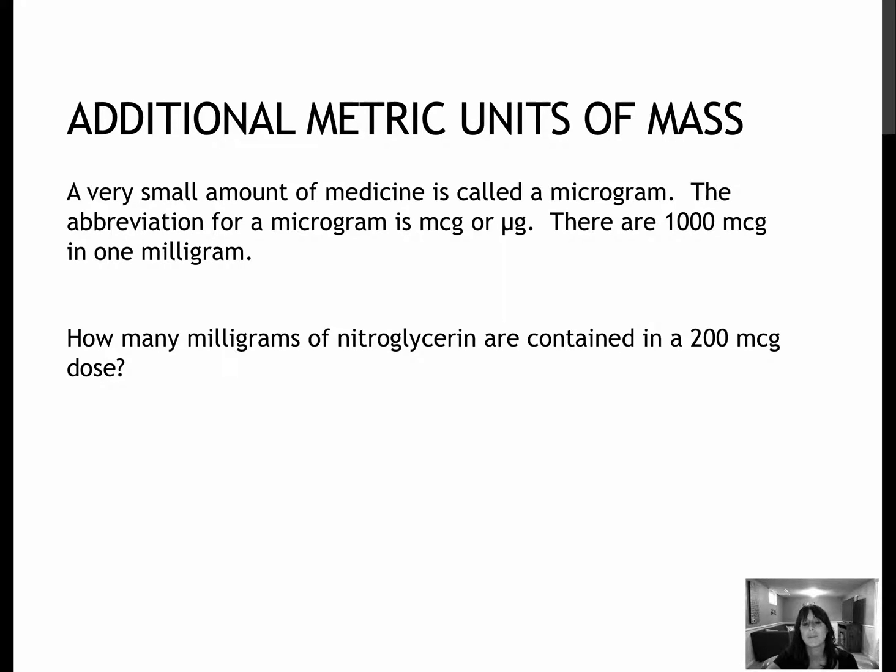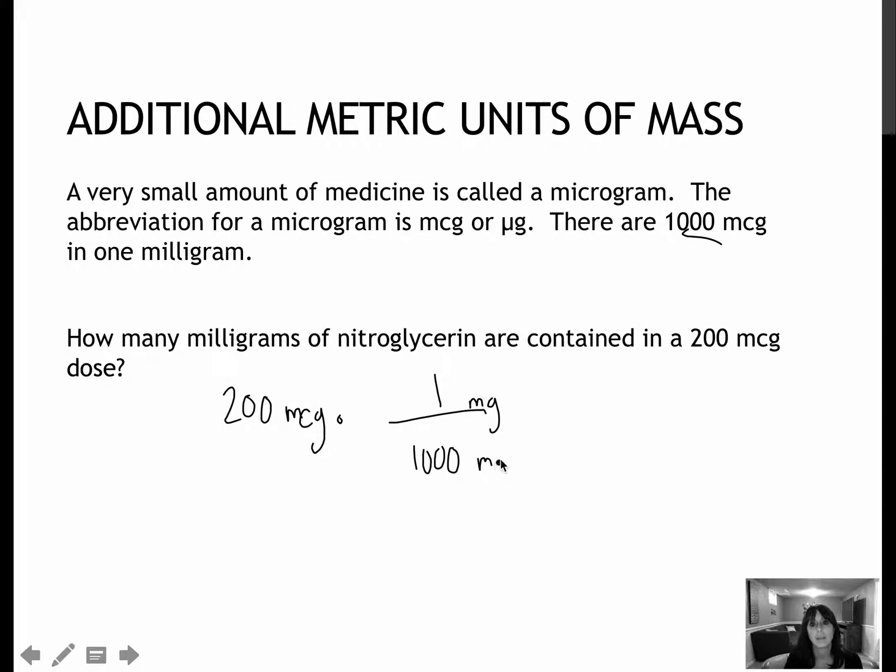So how many milligrams of nitroglycerin are contained in a 200 microgram dose? So we know that we're going from 200 micrograms, and I need to turn that into milligrams. And they do tell us here there's 1,000 micrograms in 1 milligram. So 1,000 would go here, and that's micrograms to 1 milligram. If I multiplied this out, I would say that's 1/5 or 0.2 milligrams.